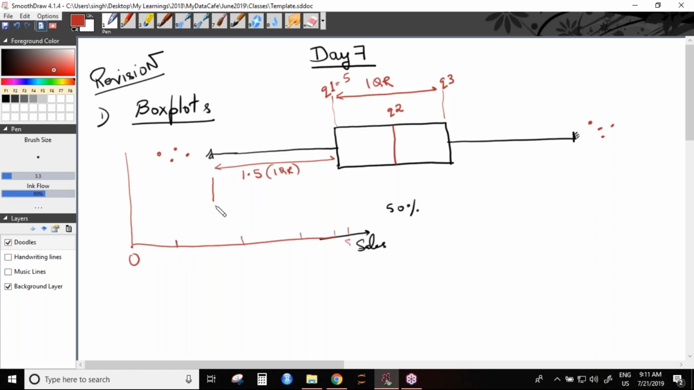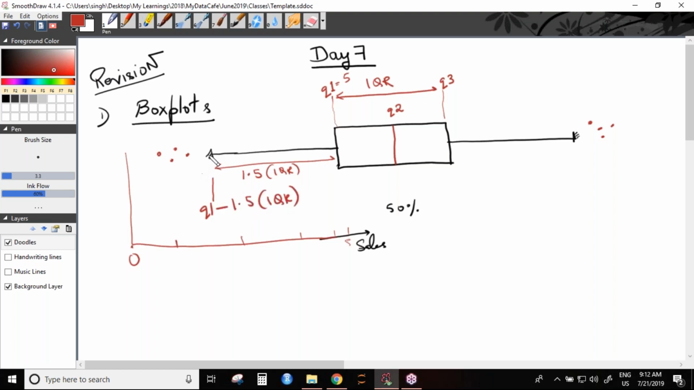So if you need to know the value here from the origin, what you have to do is just take Q1 and subtract this distance from it. This is simple geometry. So this one will be Q1 minus 1.5 IQR.